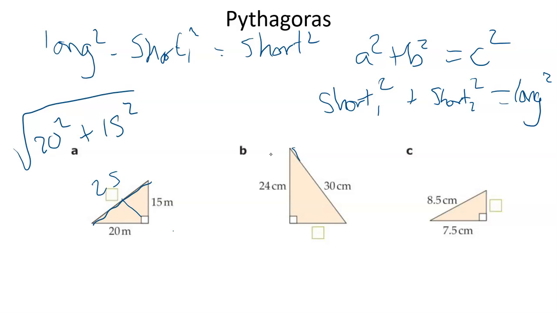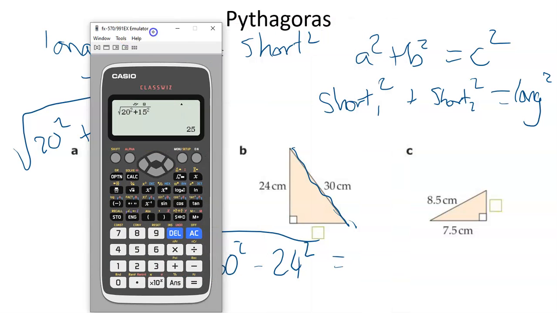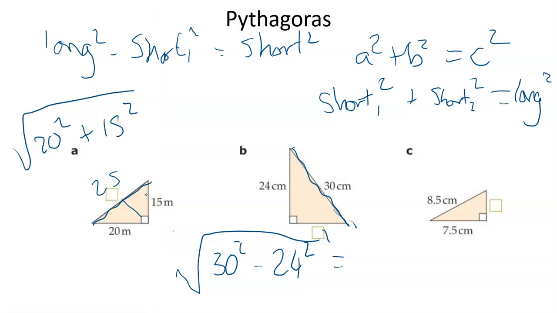Okay, this time they've given us the hypotenuse. Look, it's not touching the right angle. So this is going to be 30 squared minus 24 squared, because, yes, long side take away the short side will give us the other short side. Square root the whole thing, and let's do that on the calculator as well. Big old square root, 30 squared minus 24 squared equals 18. Ah, look, they're giving us nice whole numbers. Centimetres, got to put on the units.